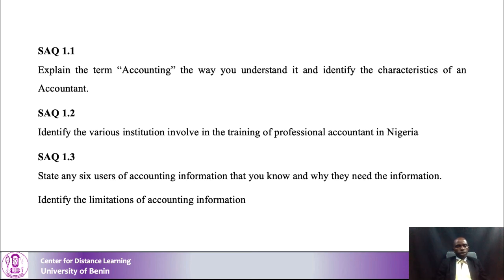Study question 1. Explain the term accounting, the way you understand it, and identify the characteristics of an accountant. Study question 2. Identify various institutions involved in training professional accountants in Nigeria. Study question 3. State any 6 users of accounting information that you know and why they need the information. Identify the limitations of accounting information.